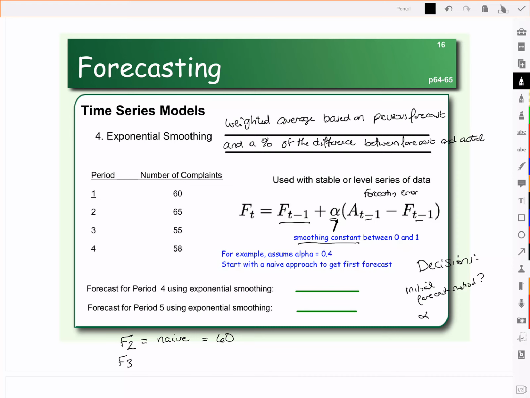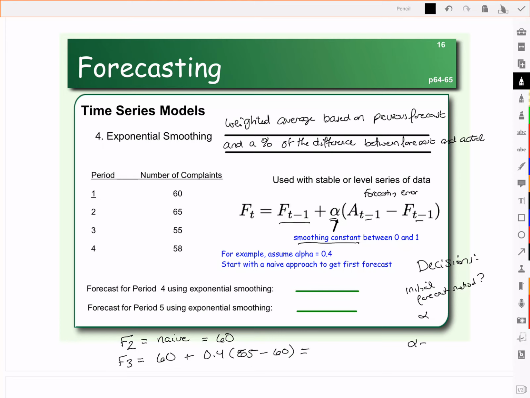Which means when we go to forecast period 3, we're going to use our forecast from period 2, that's the t minus 1, which was 60, plus, and then if we look at an alpha of 0.4, we can then compare the actual for period 2, which was 65, to what we forecasted, which was 60, and you can see we were off by 5 points. So then we want to take that into consideration for the next forecast. So we're going to adjust the forecast by the fact we were off, and so the alpha allows you to choose how much that adjustment is going to be.